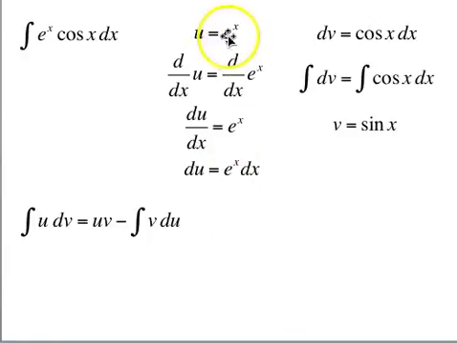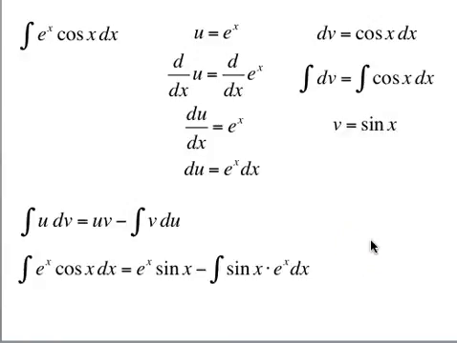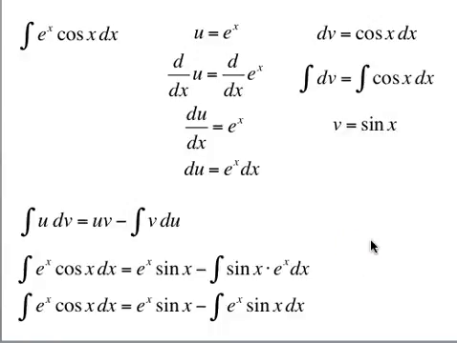So the integral of u dv, integral of e to the x cos x dx, is uv, e to the x sine x, minus the integral of v du, minus the integral of sine x times e to the x dx. Okay, so clearly we're not finished yet, and I'm just going to rewrite this last piece as the integral of e to the x sine x dx. What I have to do is integration by parts again with this piece of the problem.